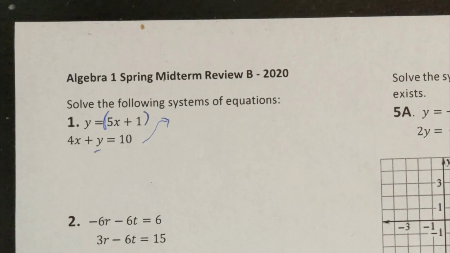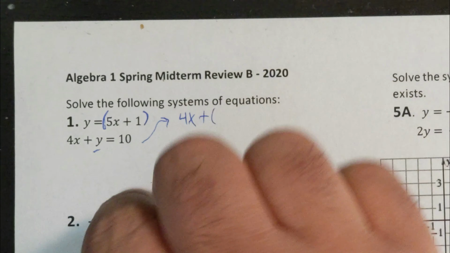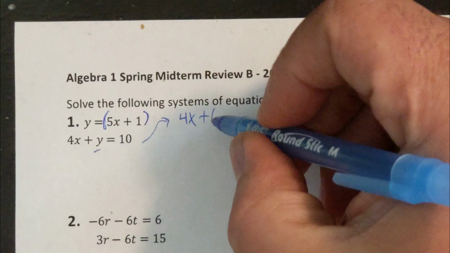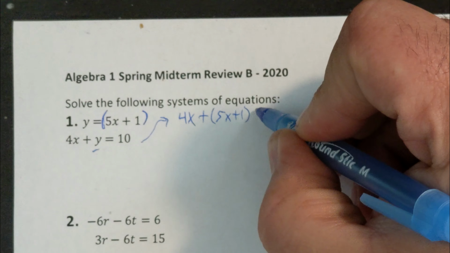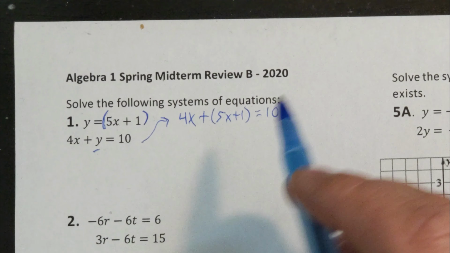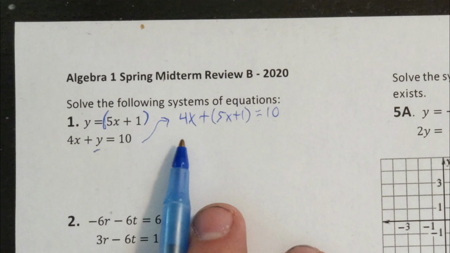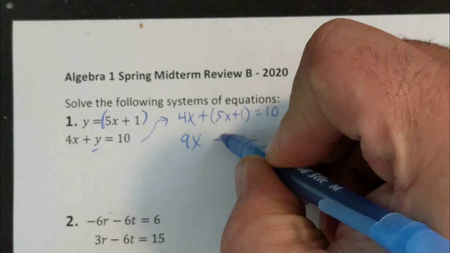So you're going to rewrite it, and it's going to be 4x plus, and instead of that y, you're going to put 5x plus 1. And then it still has equals 10. Now we only have one variable. The parentheses aren't really doing anything for us. So we can go 4x plus 5x, combine like terms, that's 9x.